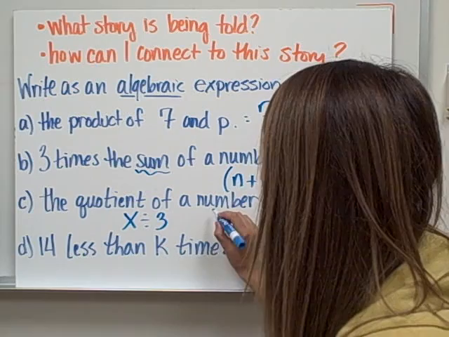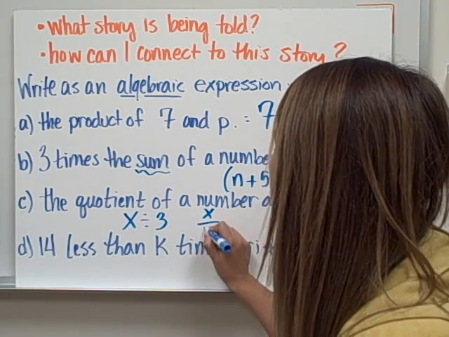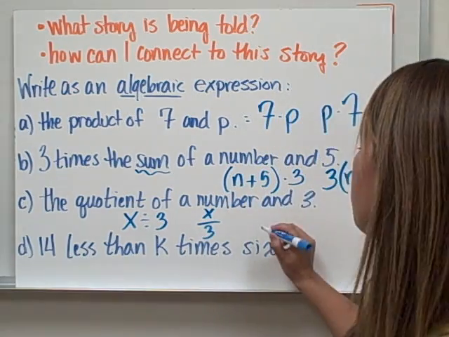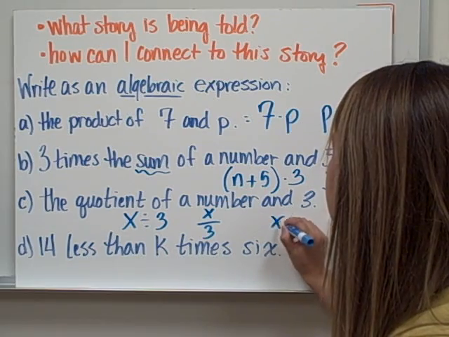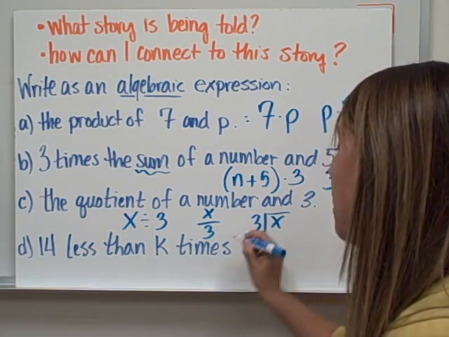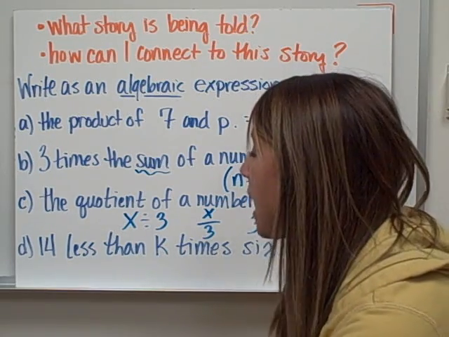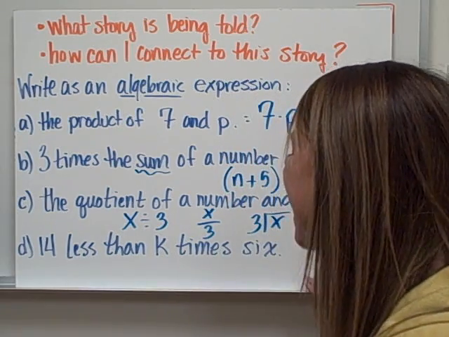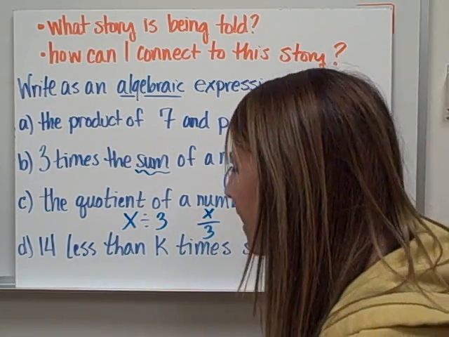Division can also be represented as x divided by 3. Okay? And then example D is 14 less than k times 6.